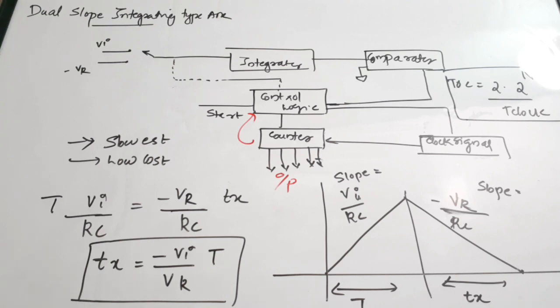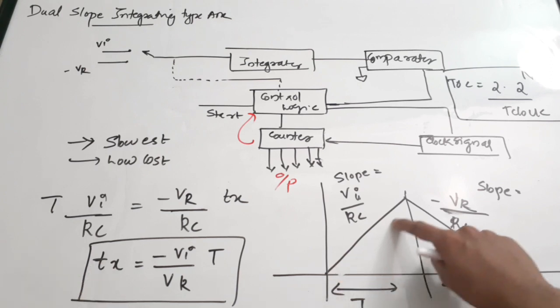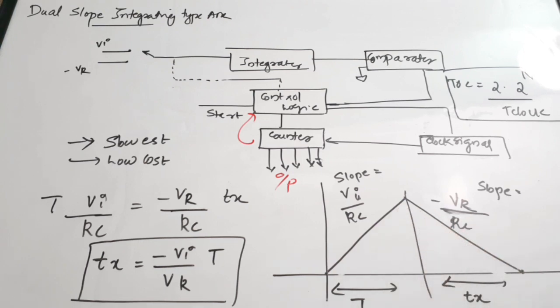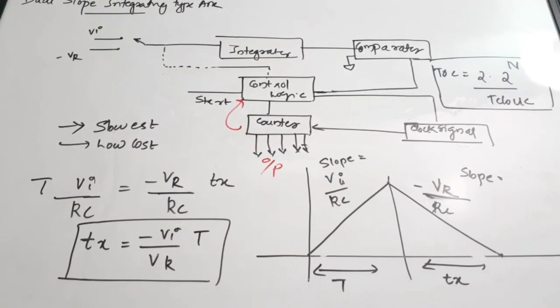So it has two types of integration or two conversion cycles. There is an up conversion and a down conversion. You generally say it like that. So initially the capacitor's charge gets increased, then the capacitor's stored charge is removed and made equal to 0. Okay, now let's see the graph of this dual slope integrating ADC.